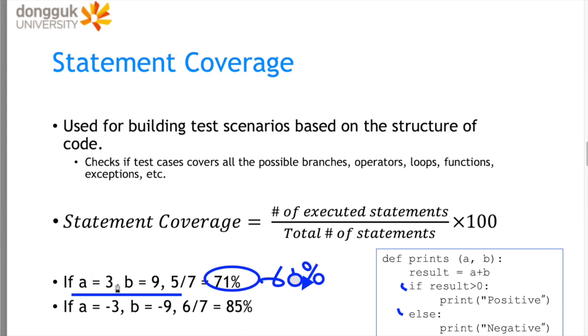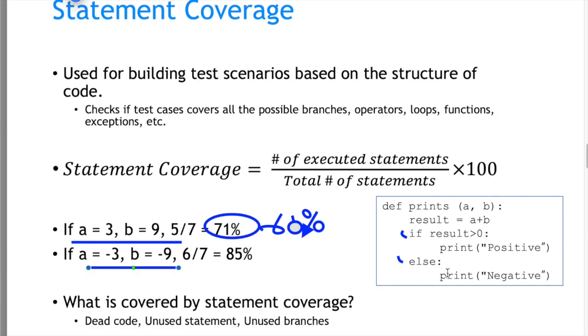So you have to add more test case samples like here. Even though this sample covers only 85%, together you will see that all the program statements are executed. That is statement coverage. By statement coverage, you can find code that is not used anymore in your program. Unused statements and unused branches, you can find them.